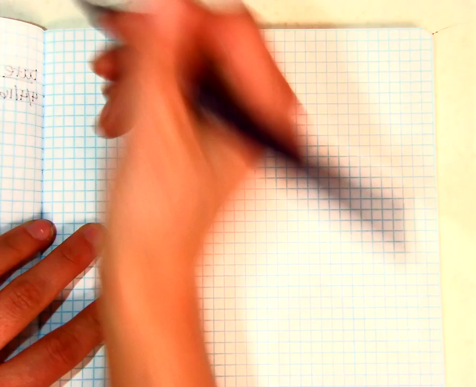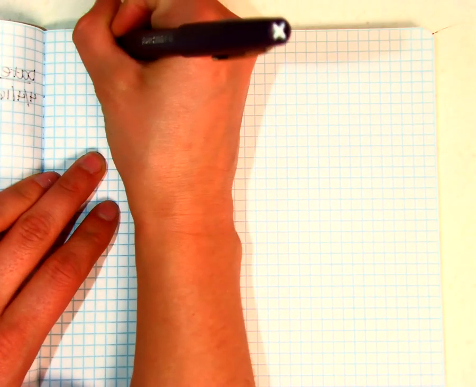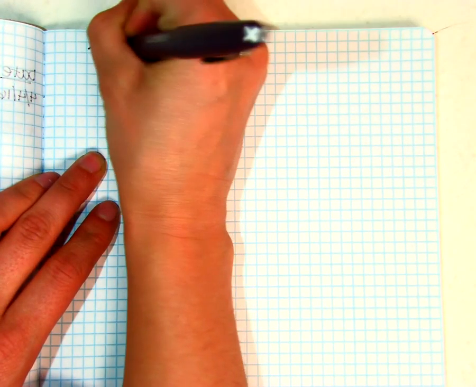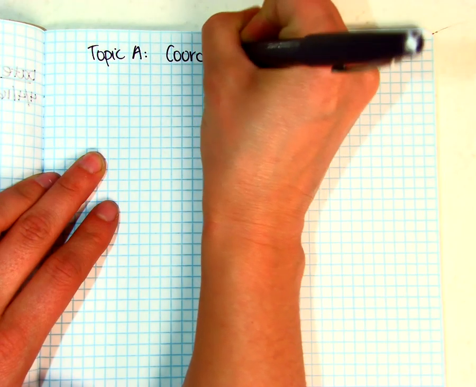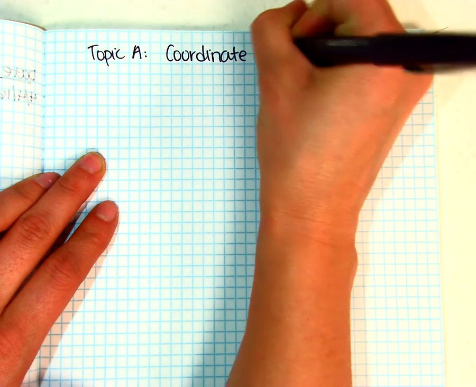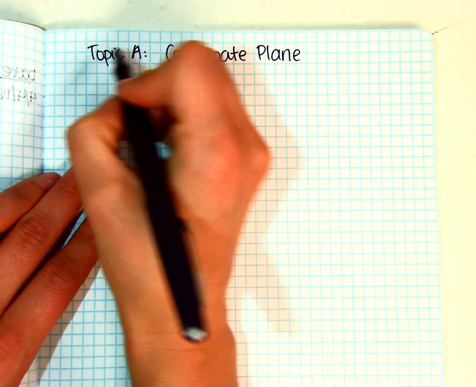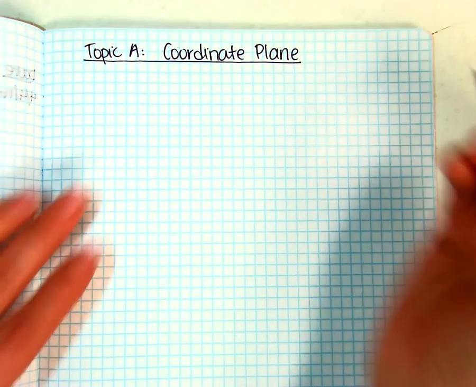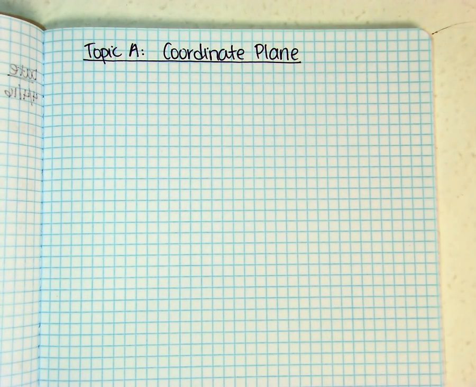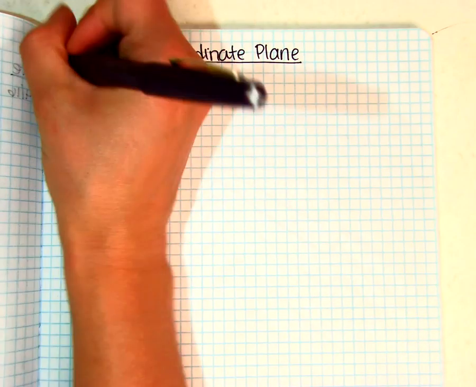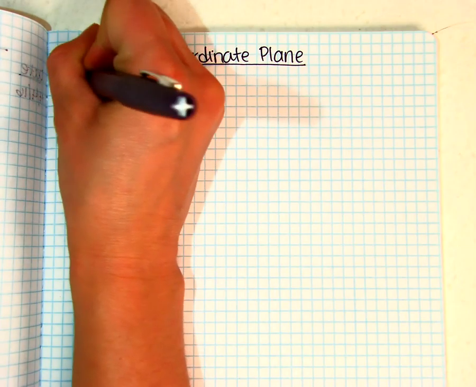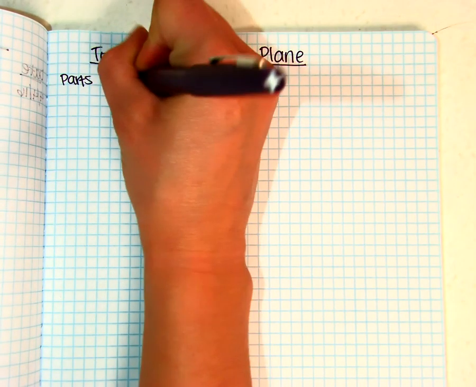Alright, so topic A, coordinate plane. So something I noticed that a lot of us were lacking is being comfortable with what the coordinate plane is. So I want to go over a couple of things. So there are several different parts of the coordinate plane. So parts of the coordinate plane.